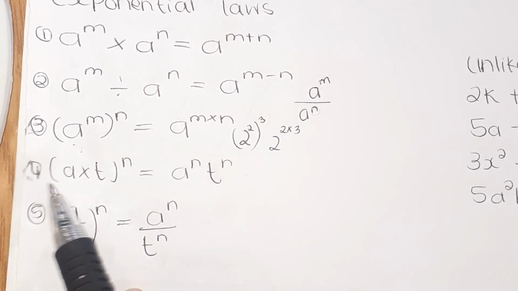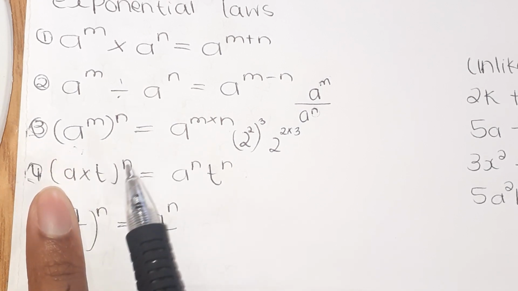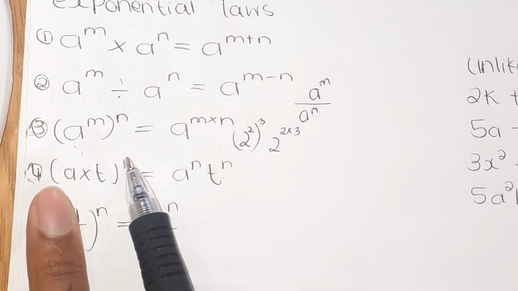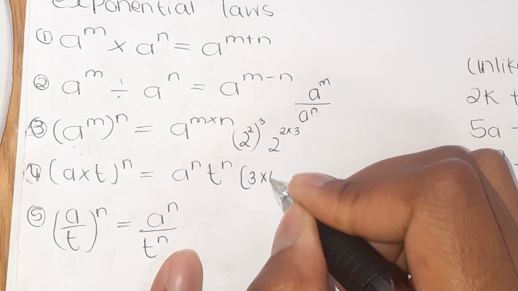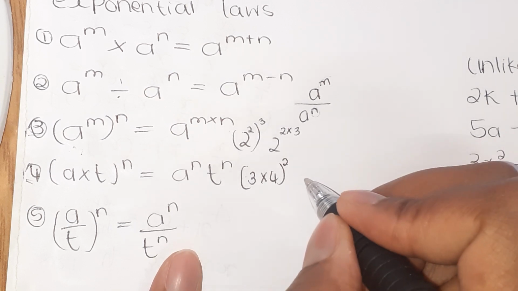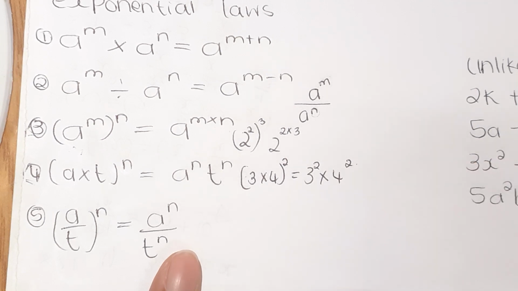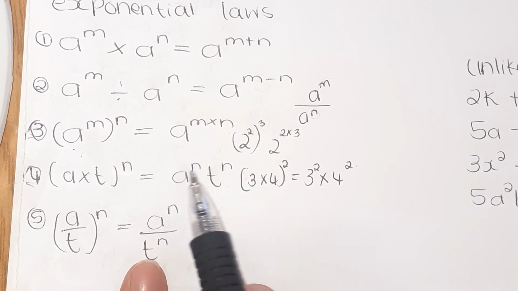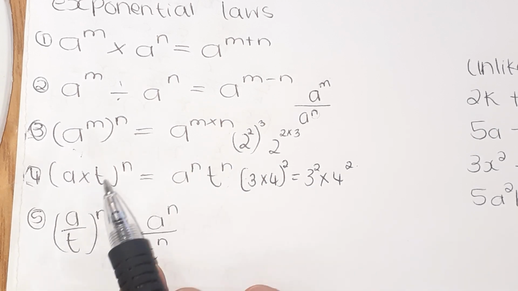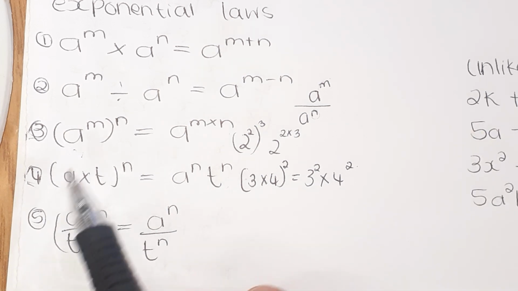Now, when you have two numbers inside a bracket which are multiplying each other, they both take this power outside, right? So when you have 3 times 4 to the power of 2, that will be 3 to the power of 2 times 4 to the power of 2. Now this is how it is. The n is distributed through the two terms or the two variables inside the bracket.